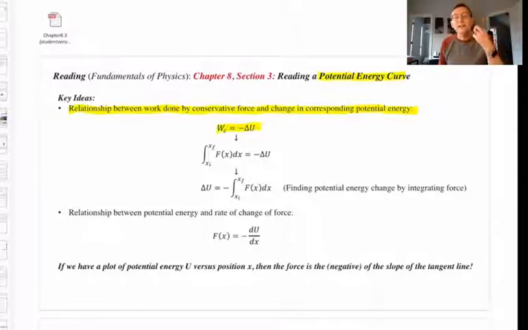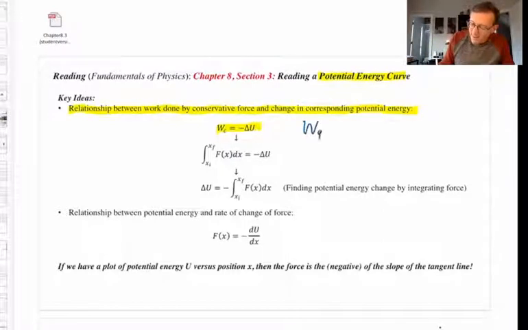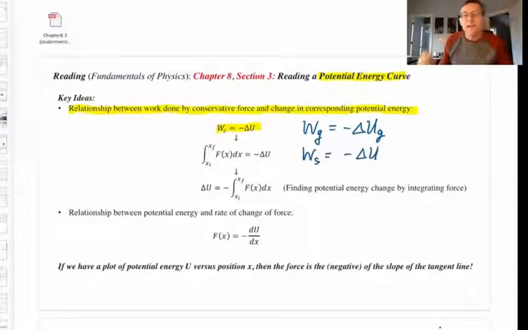We've got two conservative forces, gravitational and spring. So the work done by the gravitational force is equal to the negative of the change in the gravitational potential energy: W grav equals negative delta U grav. Or the work done by the spring force is equal to the negative of the change in the elastic or spring potential energy. That's this statement.